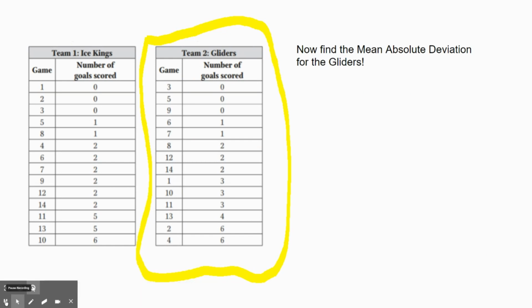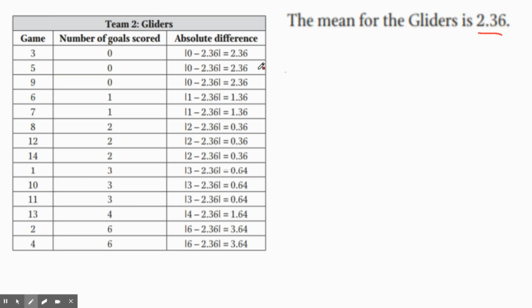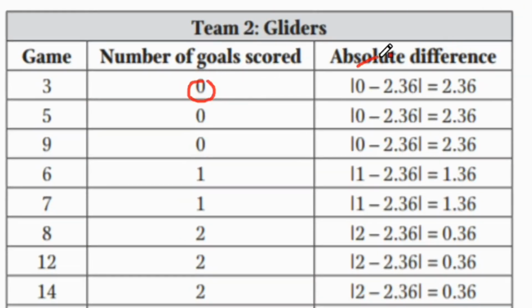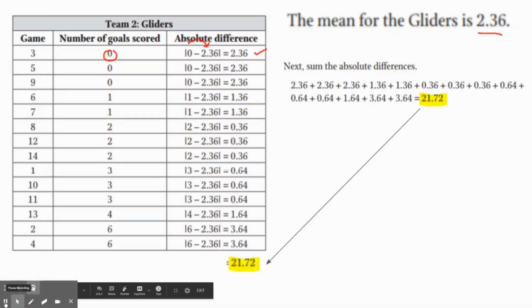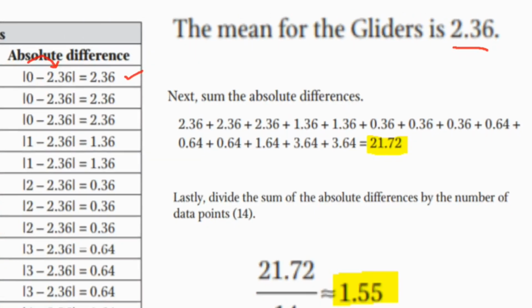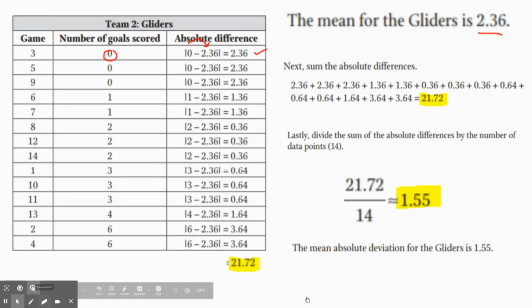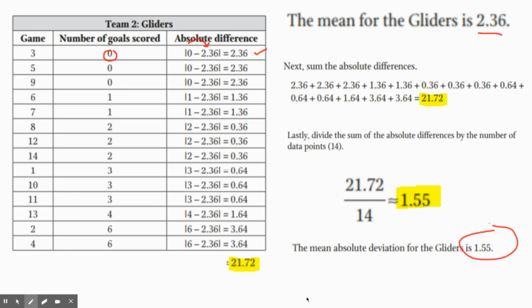Next, we're going to do exactly the same thing, but with the Gliders. The mean for the Gliders is 2.36. So we're going to take each of the values, subtract 2.36, and then take its absolute value. Again, we're going to add the sum of the absolute differences and then divide by, again, 14 games. The mean absolute deviation for the Gliders is 1.55. A typical distance from the mean is 1.55 goals. Some of them are lower, some of them are higher, but a typical distance from the mean is 1.55 goals.